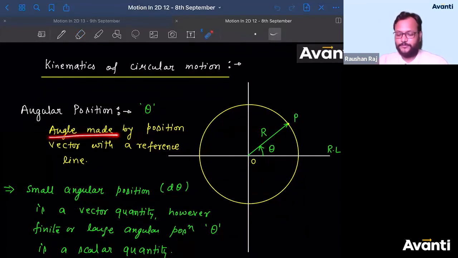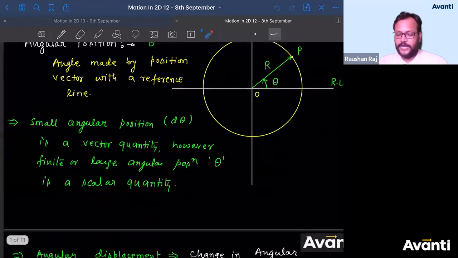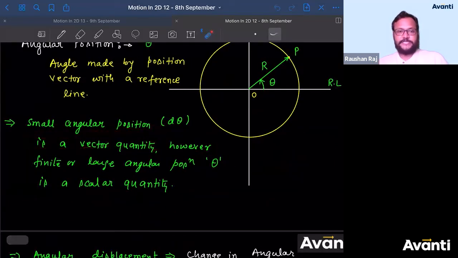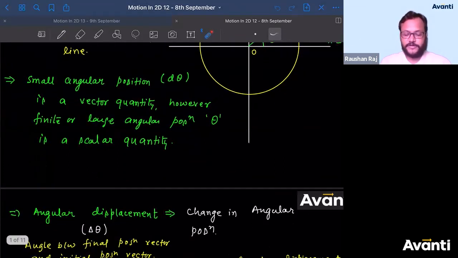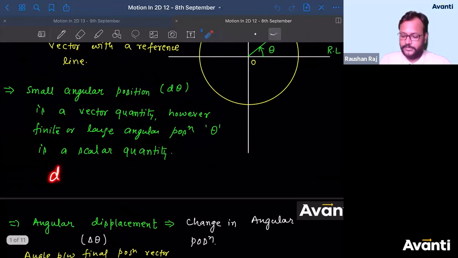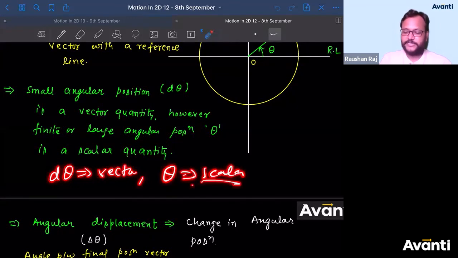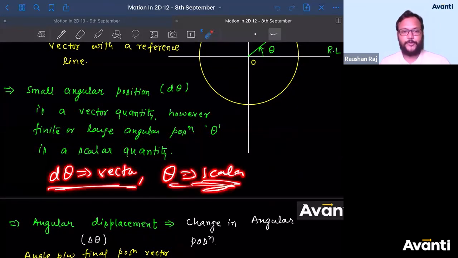What will I write about angular position? I'll write angle made by the position vector. I'll write this is the position vector. Okay? Small angular position is a vector quantity. However, the finite large angular position is not a vector quantity. ऐसे लिखूंगा. D theta vector, where theta scalar. That's it. This will be included in the notes.